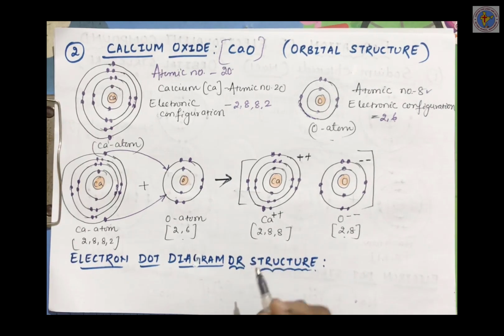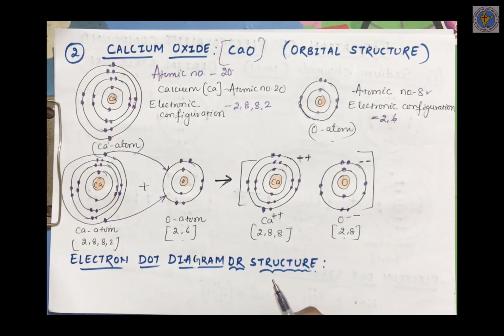Okay, now let us draw the electron dot diagram or electron dot structure of calcium oxide. Okay, now here what we are going to do is, as I told you, we need to show the electrons which are present in the outermost shell of the calcium atom and oxygen atom. See children, in calcium, how many electrons are present? 2. Similarly, in oxygen, how many electrons are present? 6. Yes, in the outermost shell.